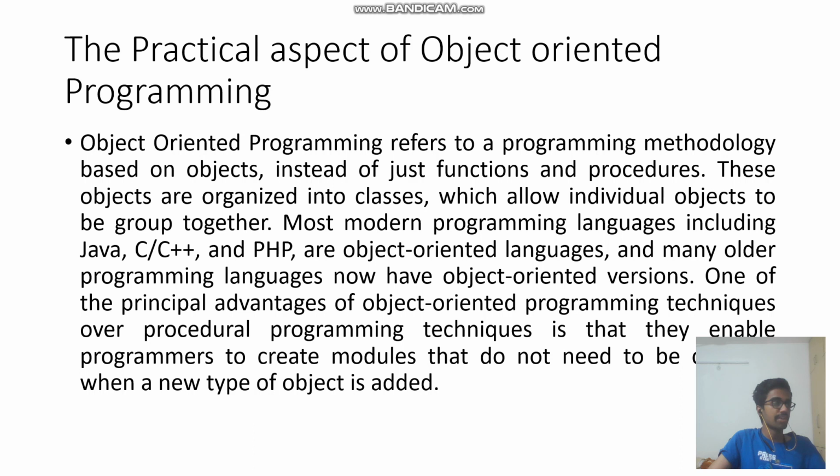Most modern programming languages including Java, C, C++, and PHP are object-oriented languages, and many older programming languages now have object-oriented versions. One of the principal advantages of object-oriented programming techniques over the traditional procedural programming techniques is that they enable programs to create modules that do not need to be changed when a new type of object is added.